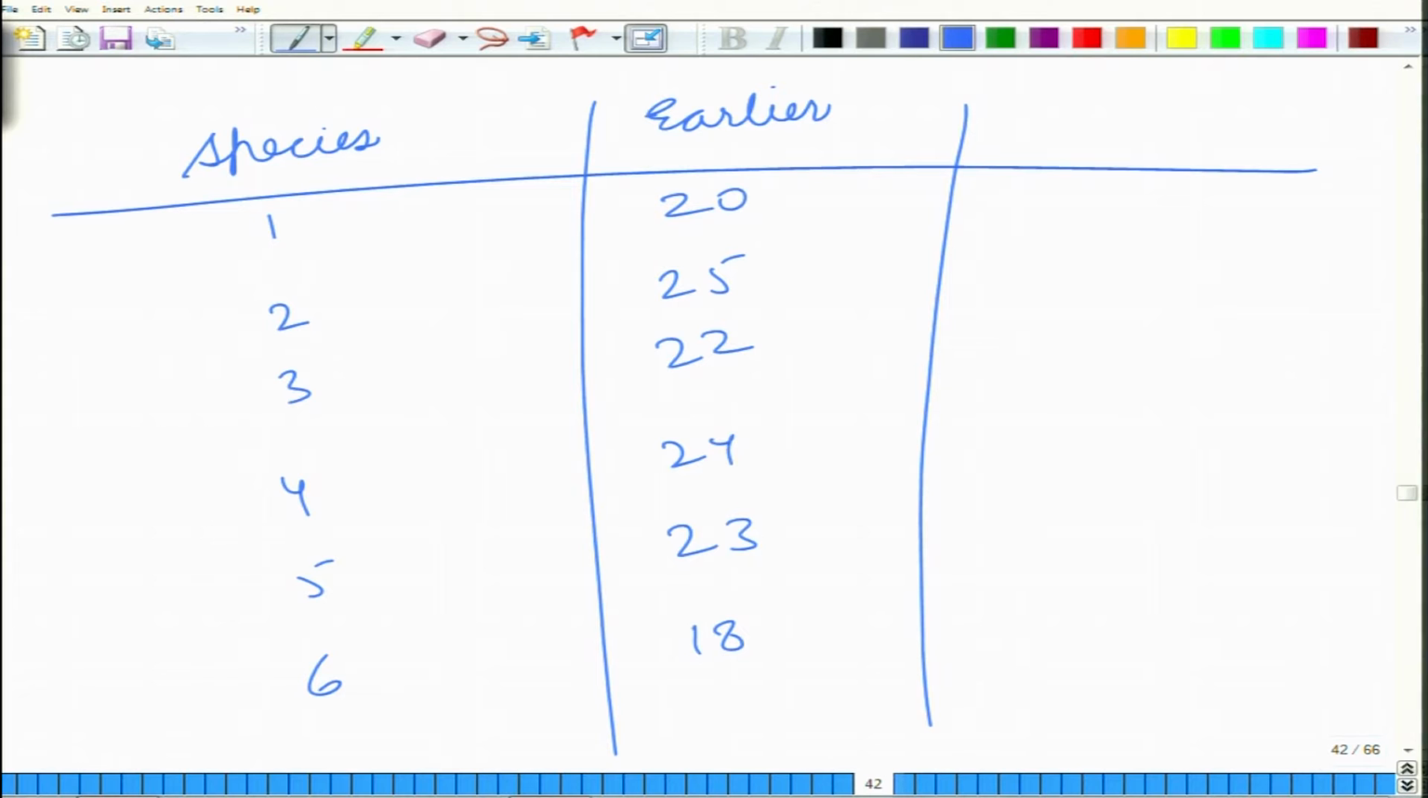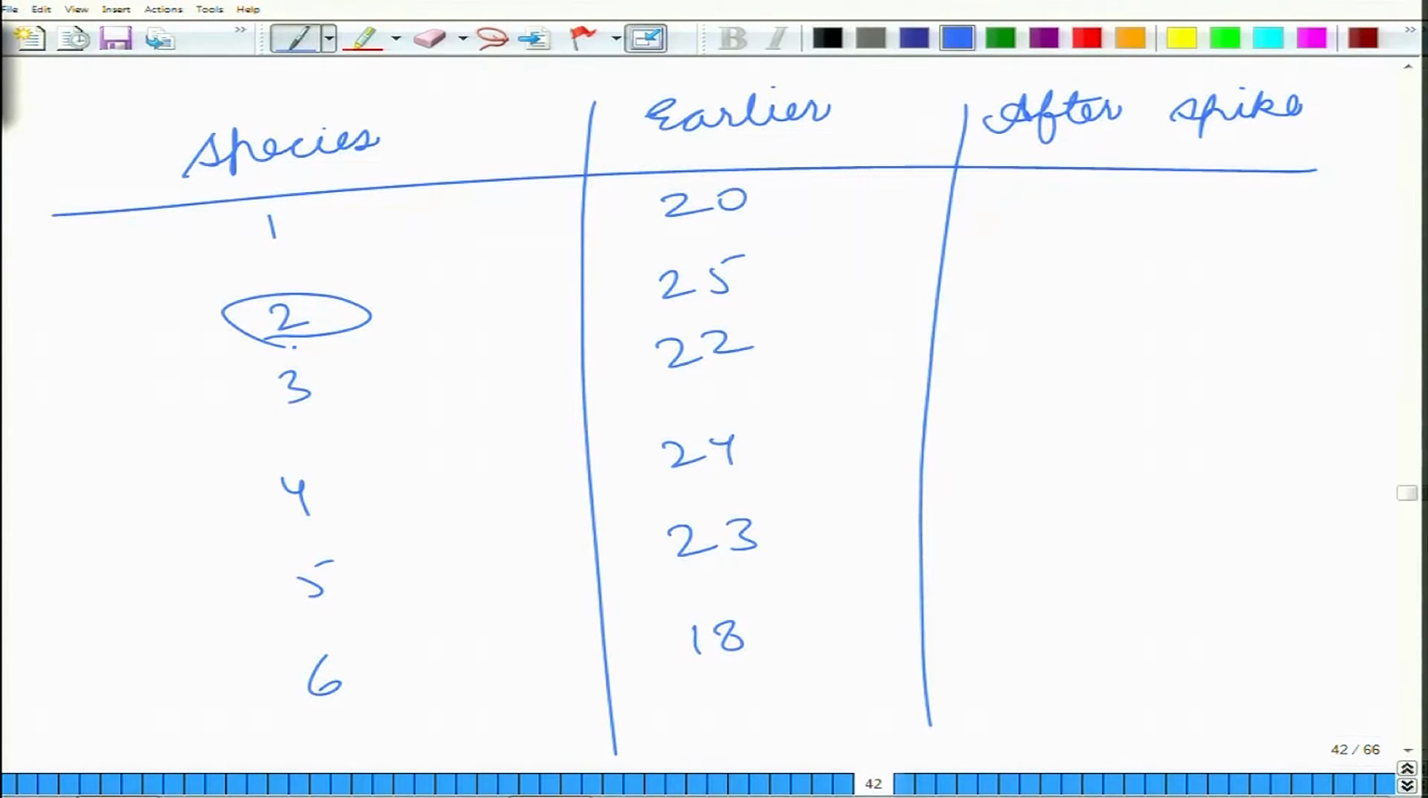Now, once you have spiked it with the nutrients, there were some species that were able to prolifically use these nutrients. Suppose that was the second species. So, after the spike, here you have 20, 22, 24, 23 and 18, but in place of being 25, let us say that it increased to 10,000.